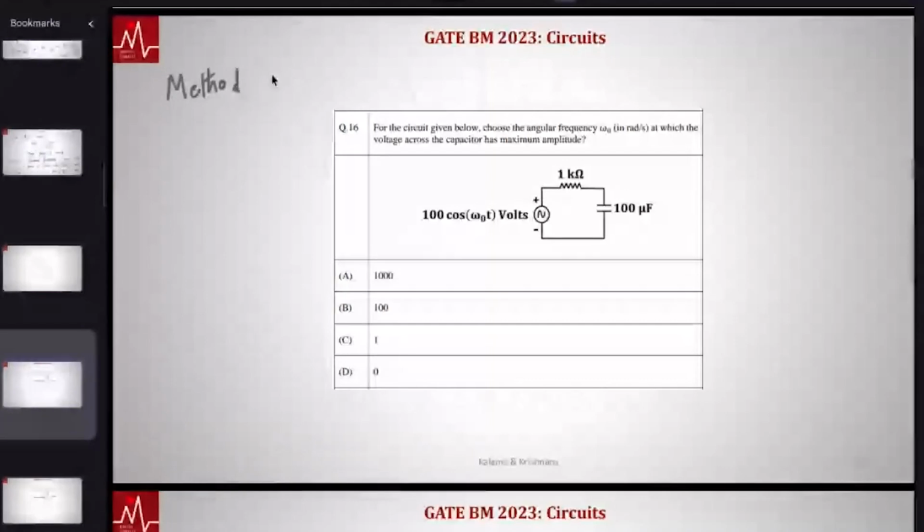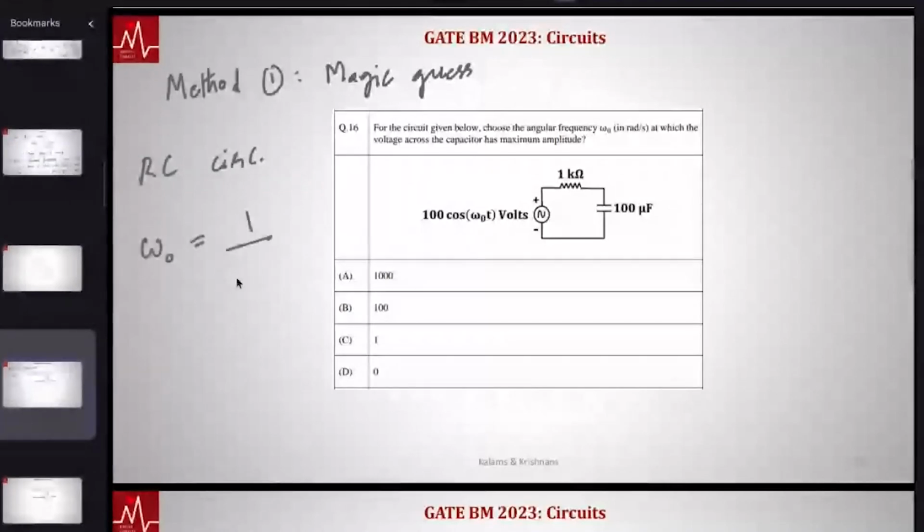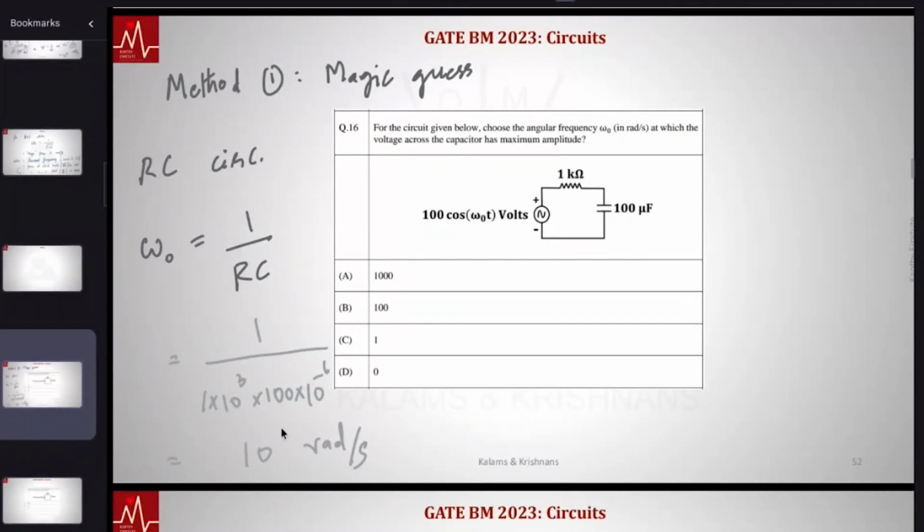Method 1, magic guess. Our circuit is an RC circuit. So the frequency that I am going to guess is 1 by RC. If I have to calculate this, notice, this is 1 into 10 power 3, and that is 100 into 10 power minus 6. The answer should be in radians per second. Can we calculate this? What do we get here? I suppose this is 10 power 5 and this is 10 power minus 6. I suppose this is 0.1. 1 by 0.1, that is 10 rads per second.